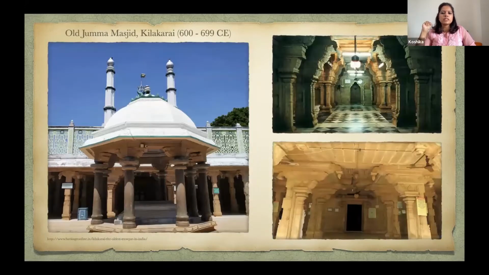Okay, I know this looks like a temple to you guys, but this is a mosque. This is the Old Juma Masjid in Kilakarai. So that's what I said, they had this Dravidian architectural touch in most of the mosques built during that time. This was built around the 7th century.